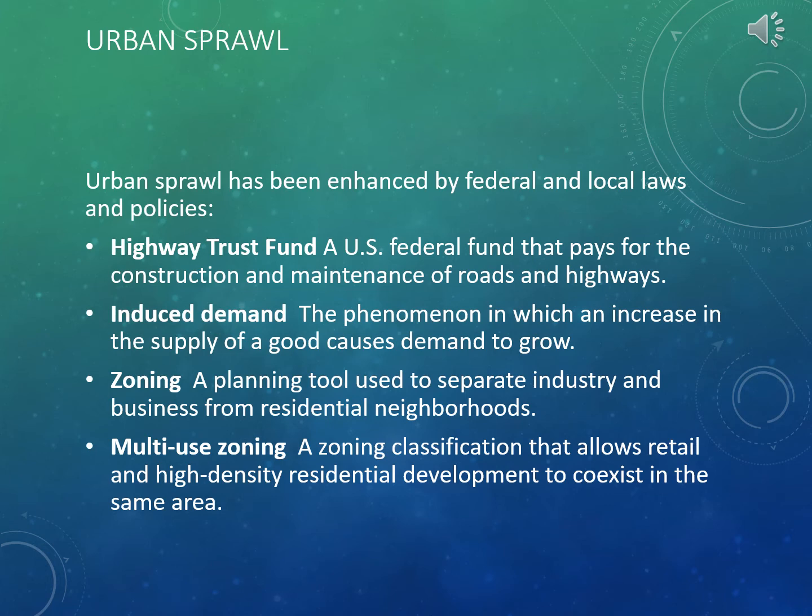Zoning was a planning tool that was used to separate industries and businesses from residential neighborhoods. In recent years, zoning laws have been shifting more toward multi-use, where we can have high-density residential and light industrial areas in the same place. This can often lead to what's called a walkable city, which tends to be more sustainable and more environmentally conscious than traditional cities.